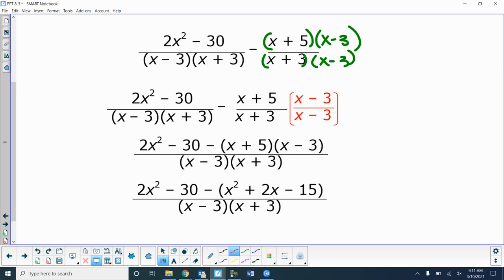Okay, now watch. What's gonna happen here? 2x squared minus 1x squared. x squared. Nothing minus 2x is what? Negative 2x. Negative 30 minus a negative 15. Negative 45. No. Negative 15. What's minus a negative gonna do? Add. So it's actually gonna be negative 30 plus 15, right? So remember that. Minus a negative is addition, right?